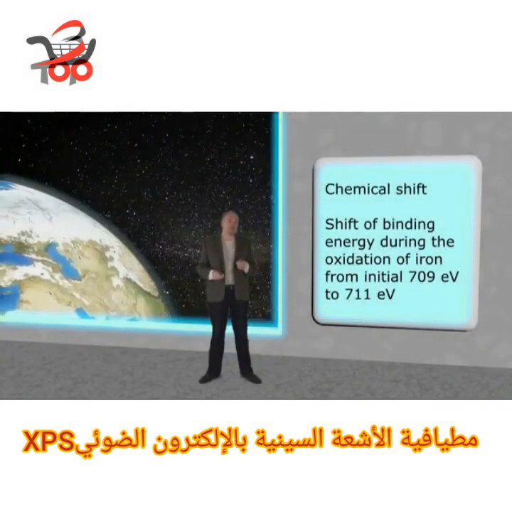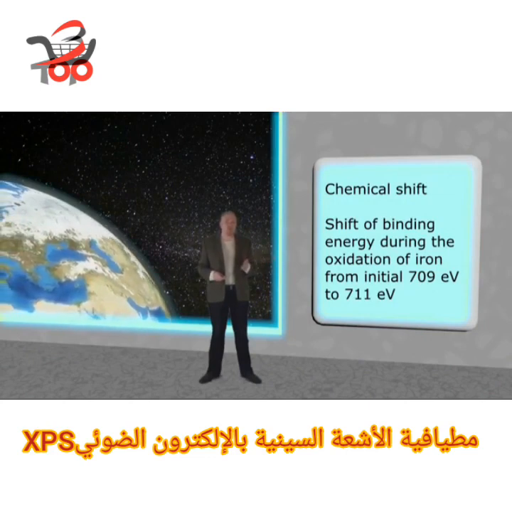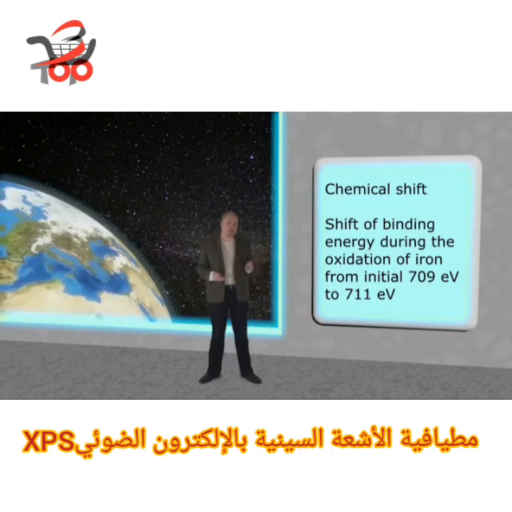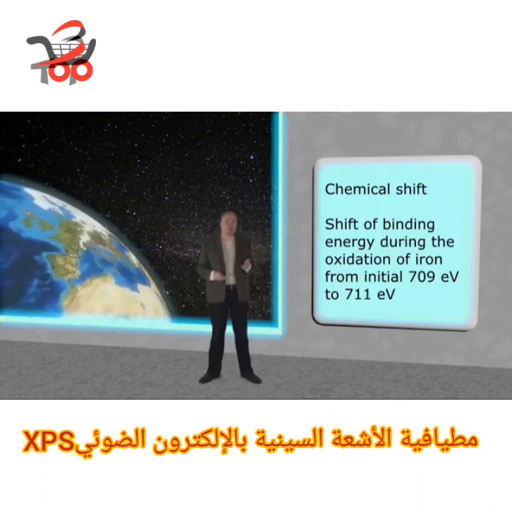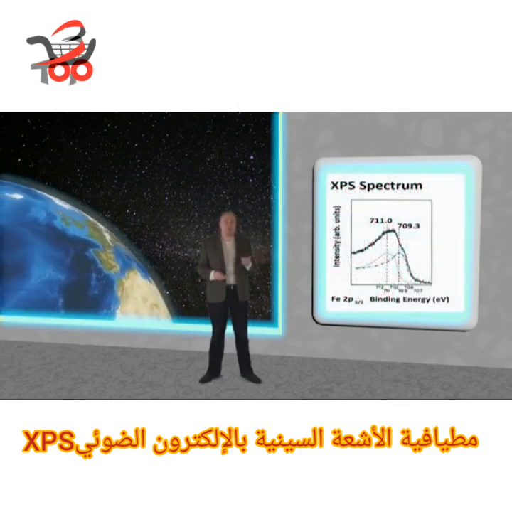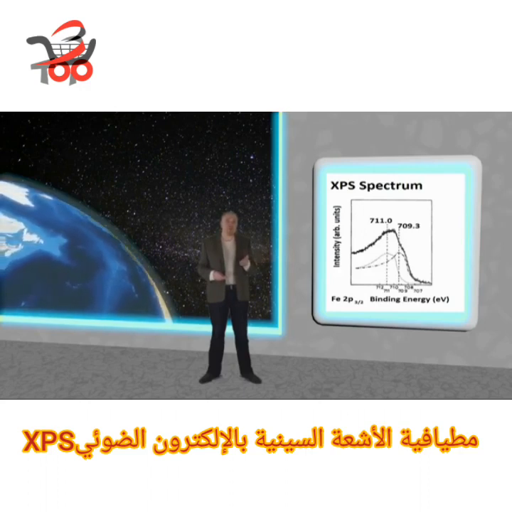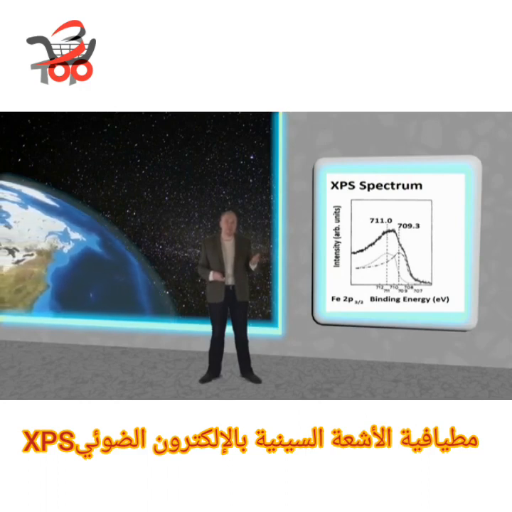XPS is actually so sensitive that it can even tell the difference between oxidized and unoxidized states, as the inner shell electron's binding energy is slightly higher for oxidized atoms. For example, during the oxidation of iron, the binding energy moves from the initial 709 electron volts to 711 electron volts, which is a difference that we can measure.